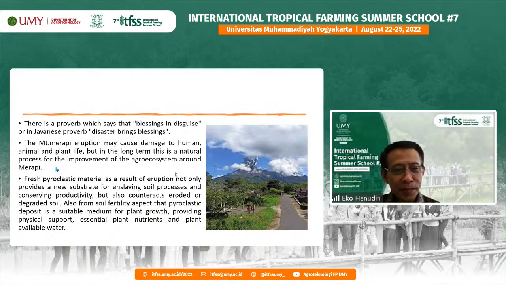So fresh pyroclastic material as a result of eruption not only provides a new substrate for soil formation processes and conserving productivity, but also covers eroded or degraded soil. Also, from the soil fertility aspect, pyroclastic deposit is a suitable medium for plant growth, providing physical support, essential plant nutrients, and plant available water.